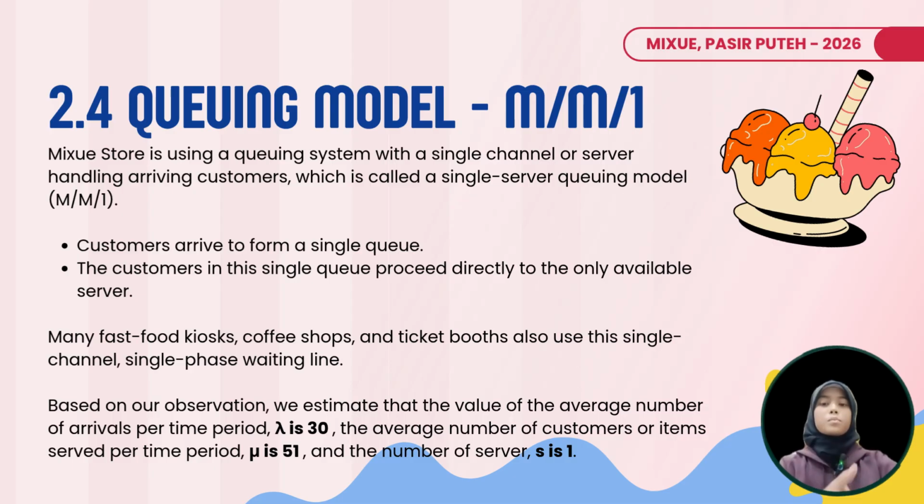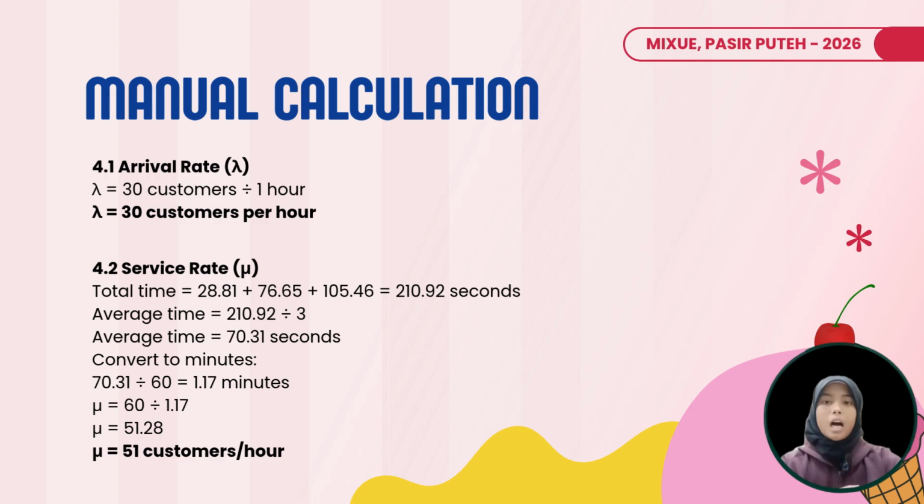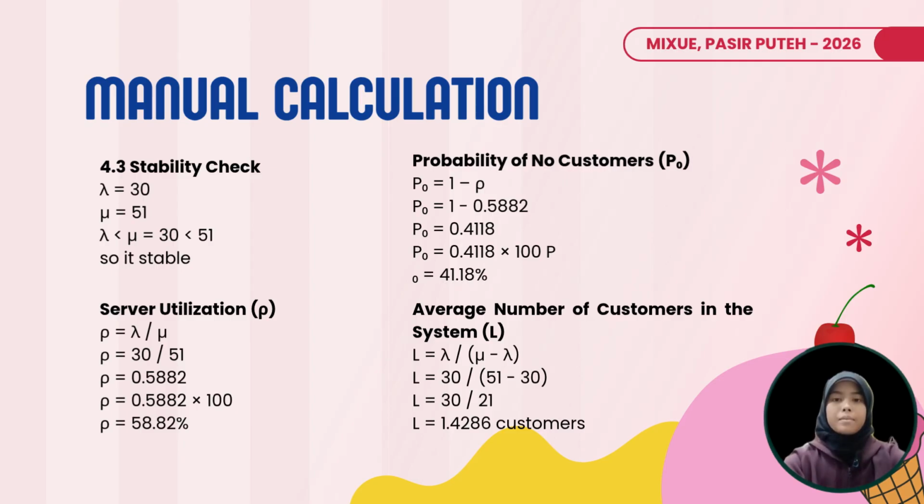So, Mixue Pasir Puteh fits an M/M/1 single server model. Field data established an arrival rate of 30 customers per hour, a service rate of 51 customers per hour, and a single server. Our arrival rate is exactly 30 customers per hour. For the service rate, the average transaction time of 70.31 seconds per customer converted to an hourly capacity of 51 customers. Since lambda is less than mu, the system is stable.